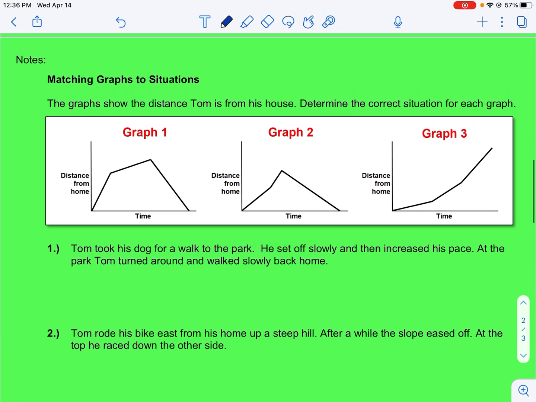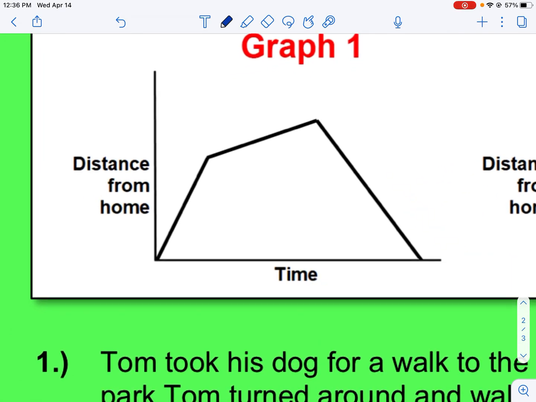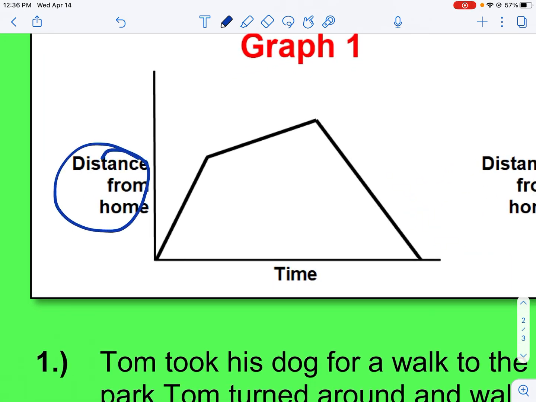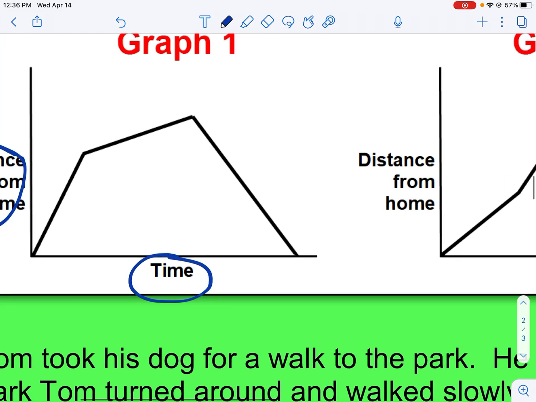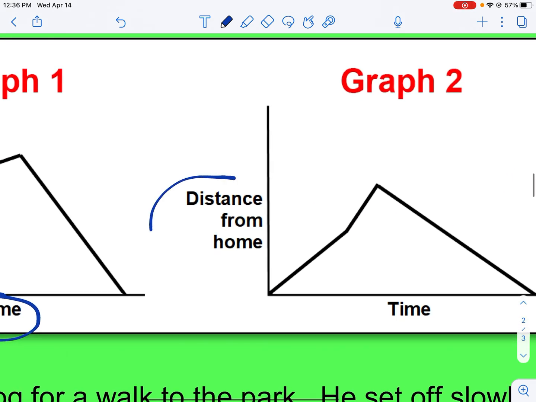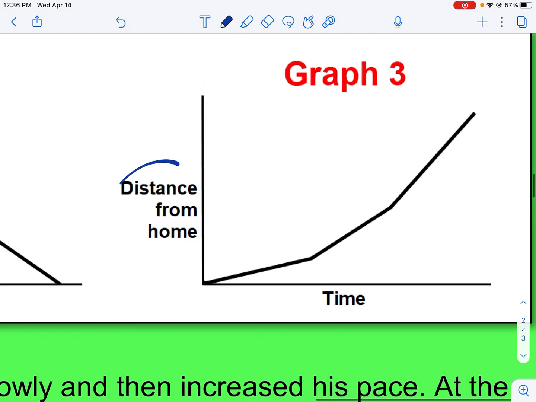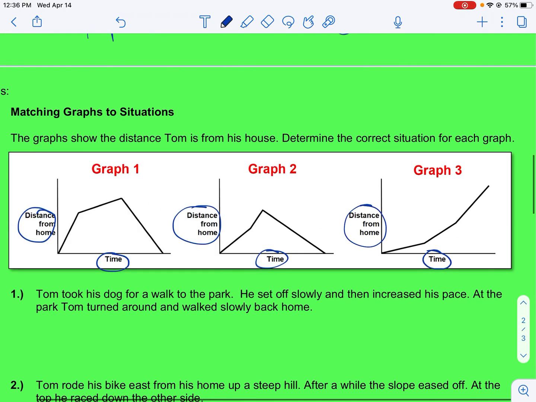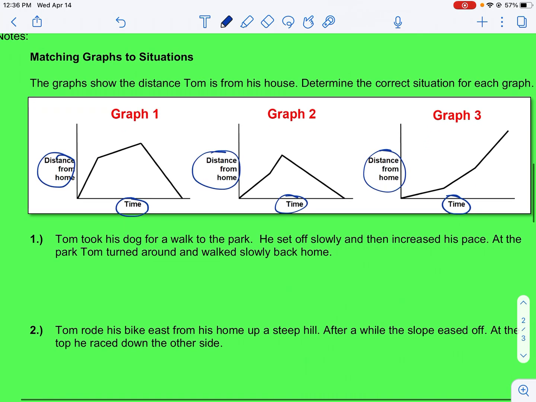Our last 3 questions here, we're just matching our situation. I've got graph 1, 2, and 3. The first thing I want to do is look at my labels. So I've got distance from home and time. And it looks like each one of those graphs, 2 also is distance from home and time. And the third one is also distance from home and time. So as that graph is going up, he's getting further away from home.